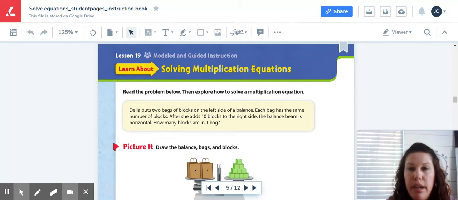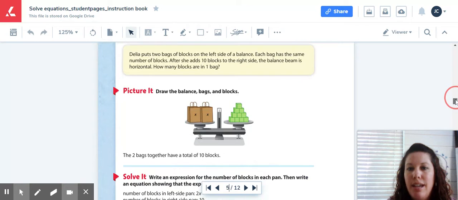Well, you could use mental math to figure that out, especially since x is going to equal the same number, but twice. And the balance beam is equal to 10. So that also means that x plus x is going to equal 10, or x times 2 is going to equal 10 based off of the information that they gave us. So the 2 bags together have a total of 10 blocks. We know that because they weigh the same thing, this has to weigh 10 blocks as well.